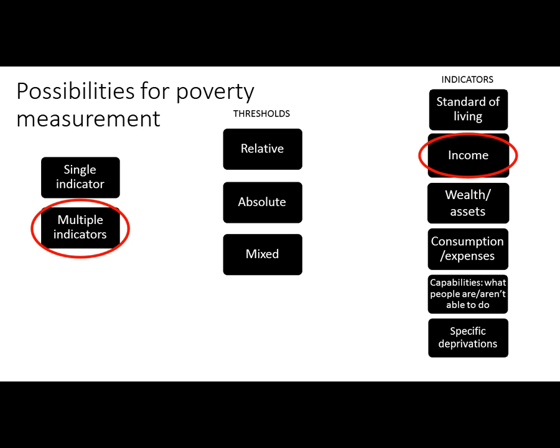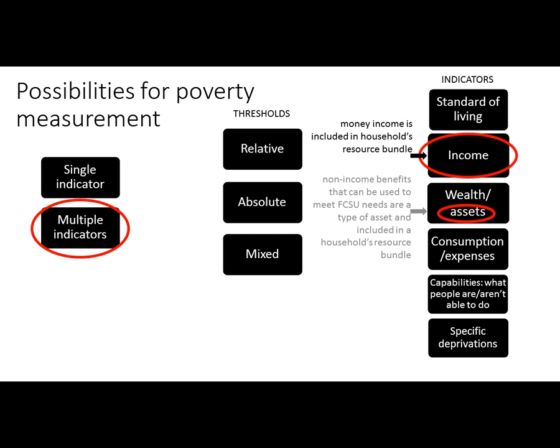Like the official poverty measure, income is definitely in the mix. Income matters to the supplemental poverty measure because a household's money income is included in its resource bundle. But there are more indicators involved. You can say that these non-income public assistance benefits that can be used to meet a household's FCSU needs are a type of asset, and they too are included in a household's resource bundle.